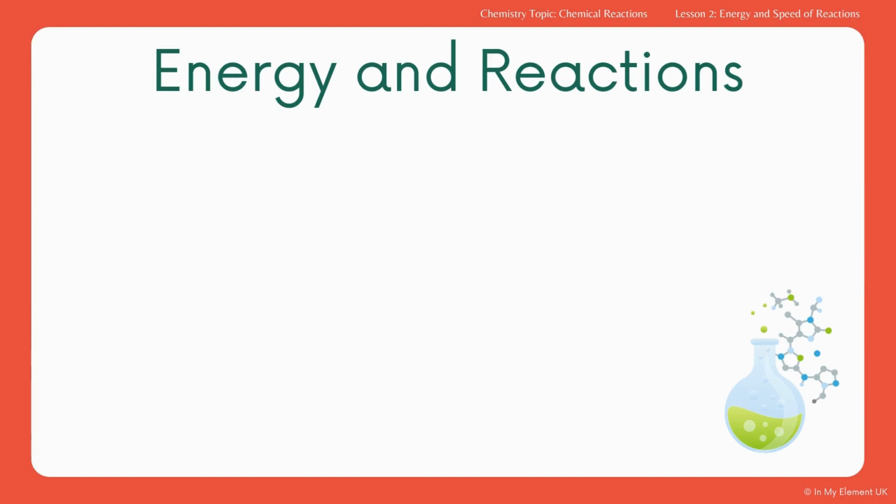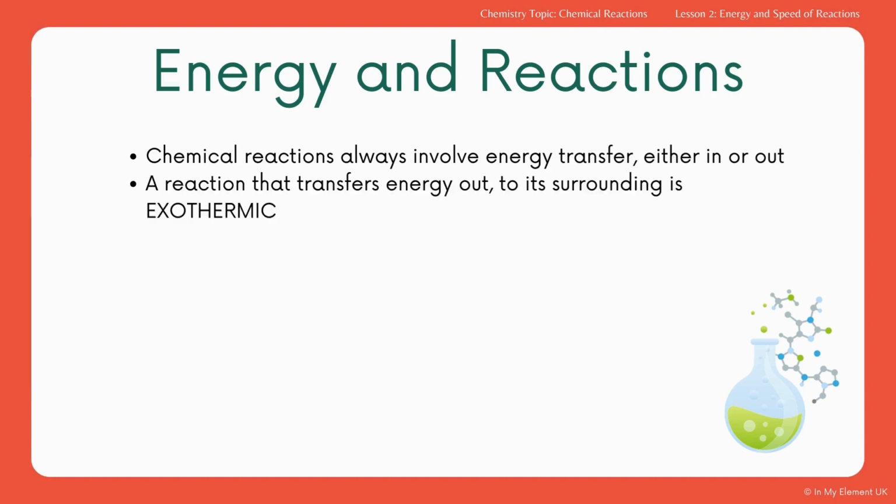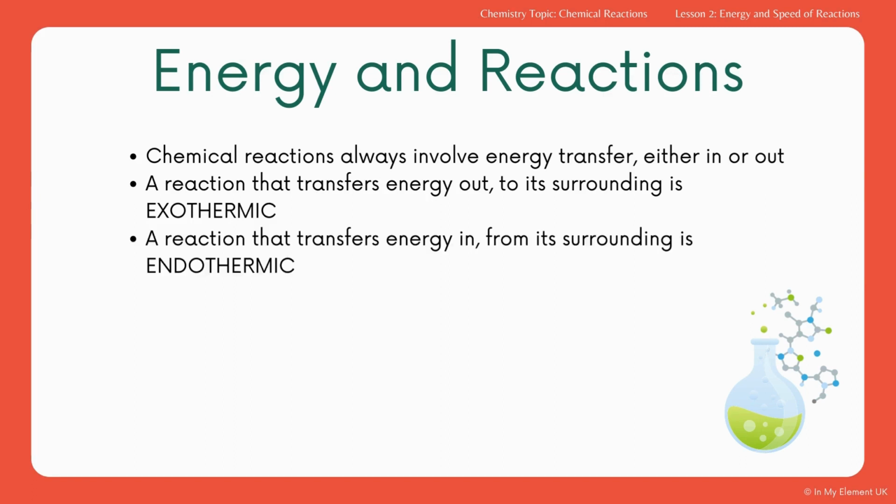Now, whilst you can add that catalyst to a chemical reaction, you've also got to think about the energy involved in a reaction. So chemical reactions always involve energy transfer. So that energy transfers either in or out. So a reaction that transfers energy out to its surroundings is known as an exothermic reaction. Think of this as exo, exit. So it's leaving, transferring out. You exit a room. That's the way I would remember it. And a reaction that transfers energy in from its surroundings is endothermic, E-N-D-O.